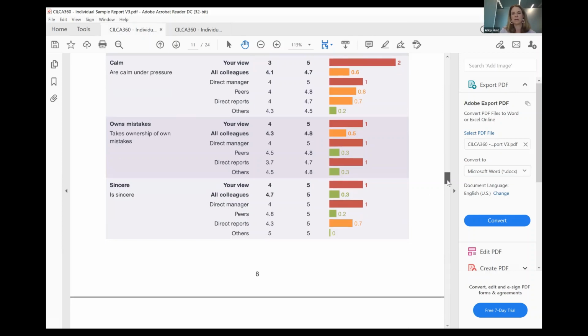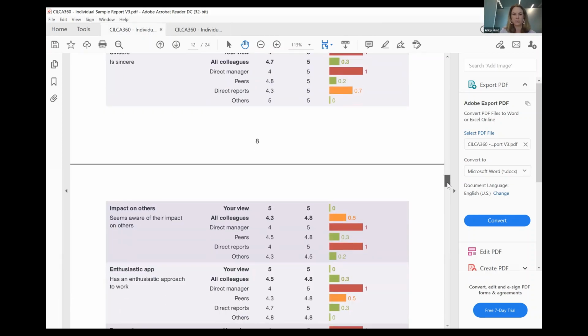Any questions at this point? I want to scan through and find a spot that we can hone in on.